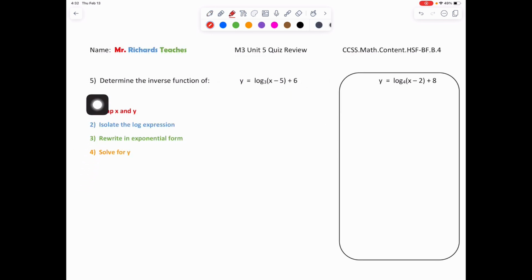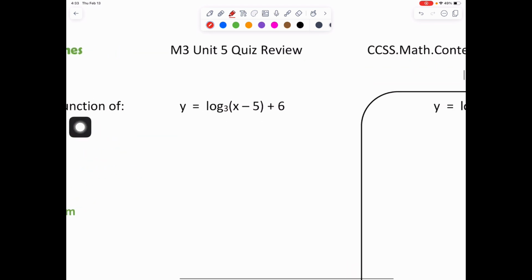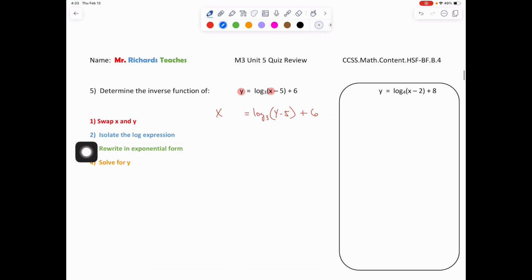And roaming on to number 5, determine the inverse function of y equals log base 3 of x minus 5 plus 6. Step 1, swap x and y. First, let's identify our x and our y, and let's simply swap them. X equals log base 3 of, yes, it will be y minus 5 plus 6. Great call. Zoom out for step 2.